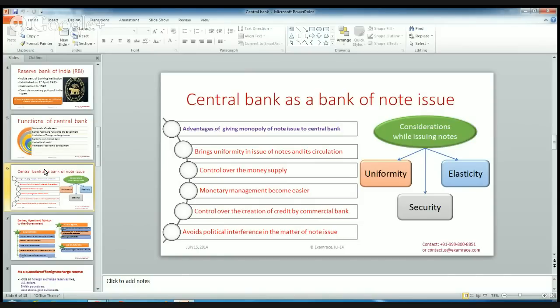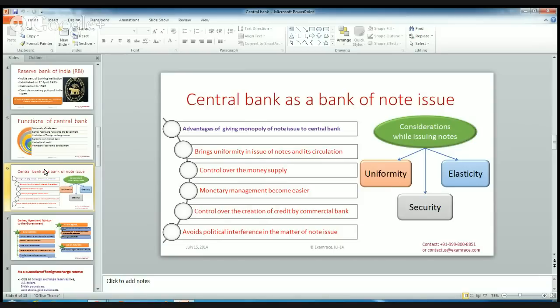There are some reasons for this. The first we discuss is that it gives uniformity. If it is in one hand only, then it can give uniformity in issuing notes and also uniformity in its circulation. It also controls the money supply. If it is with the central bank only, then it can control inflation and deflation by making changes in the money supply. It also makes the monetary management system easier. If there is any crisis, then it becomes very easy for the central bank to control it.